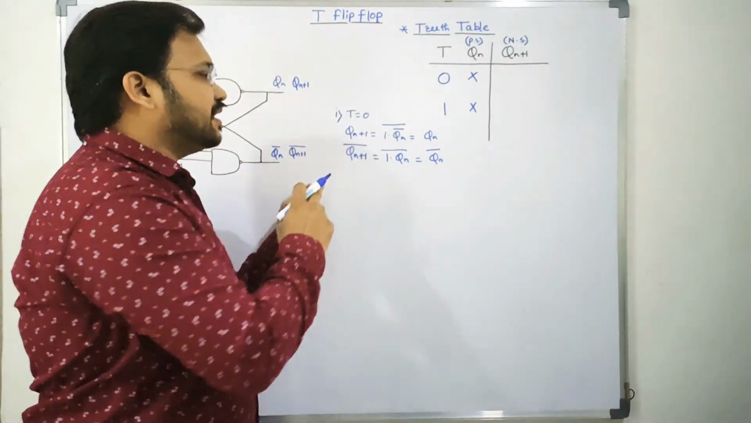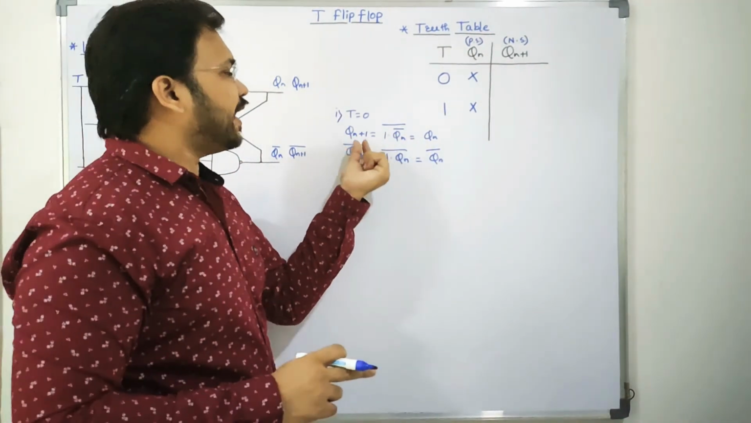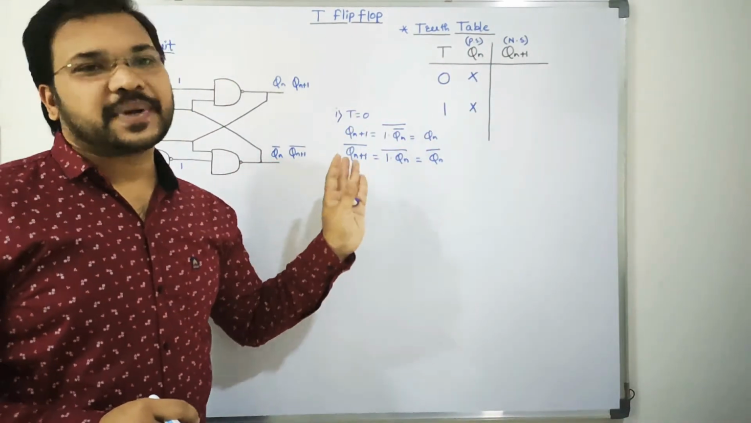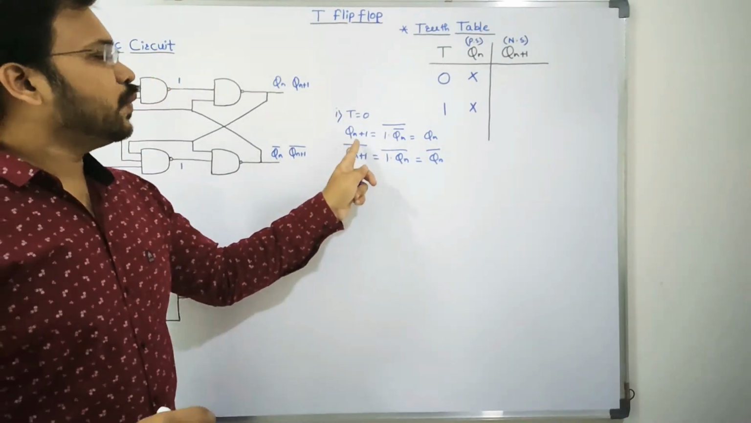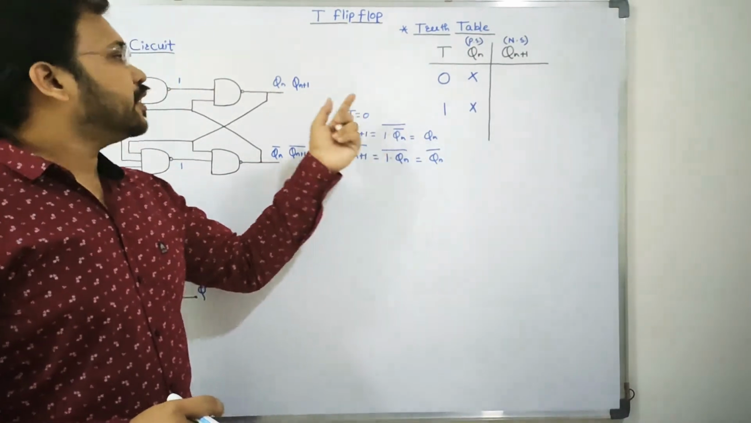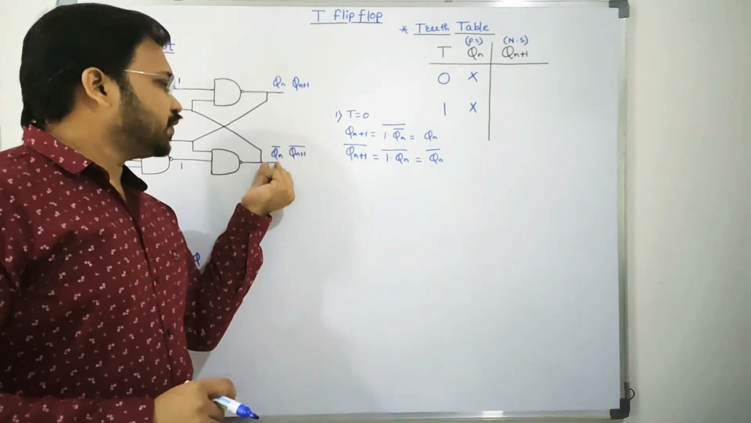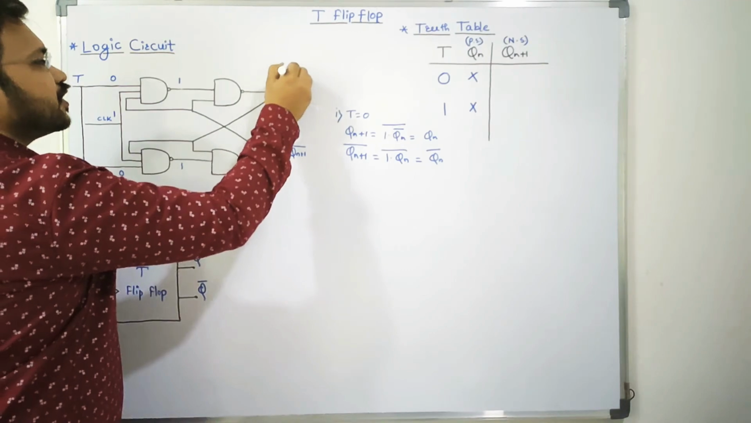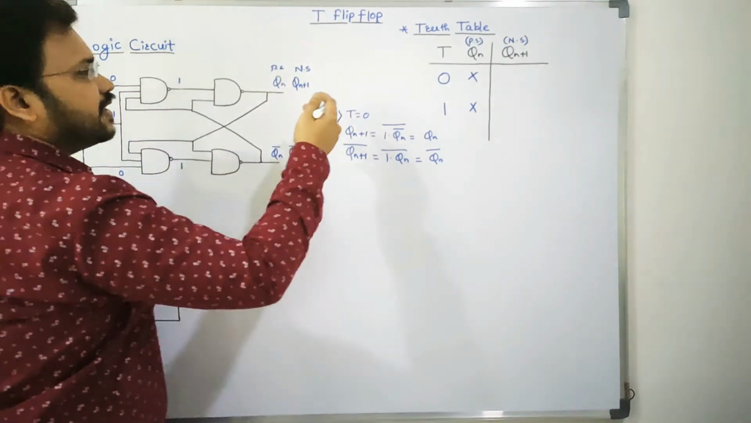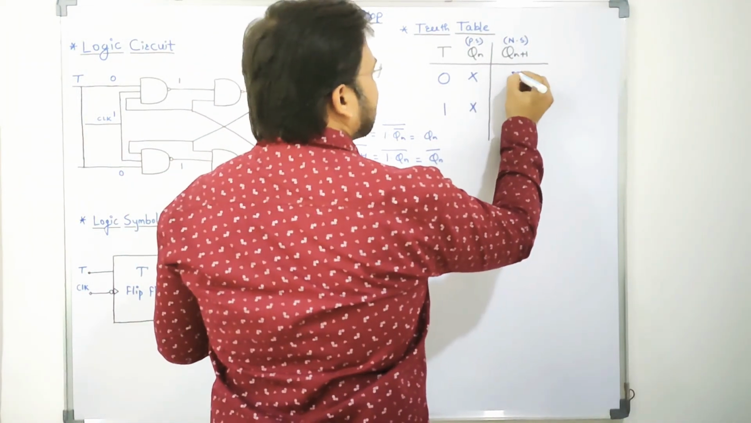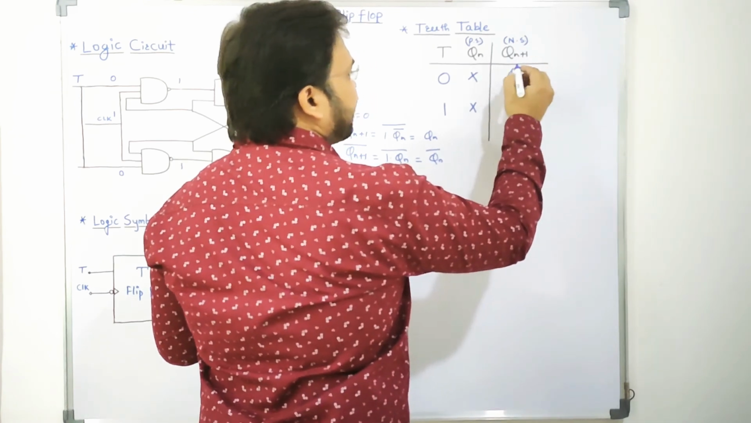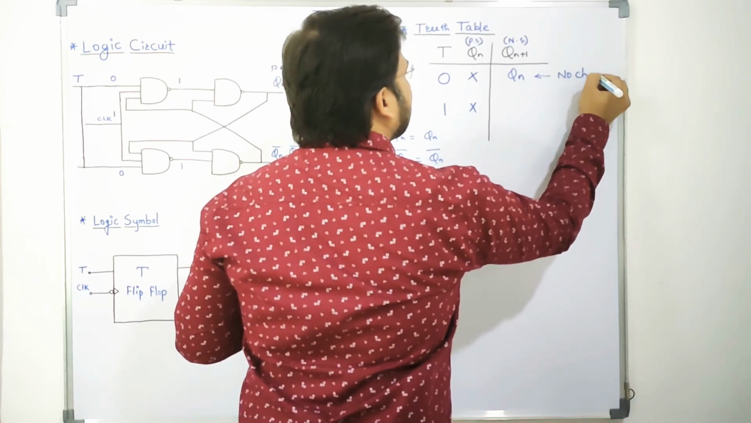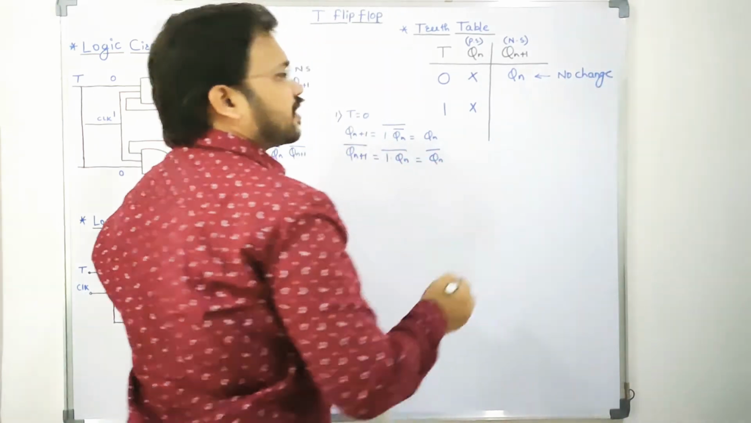So from this discussion we can say that Qn plus 1, meaning your next state, is equal to your present state. Meaning Qn plus 1 is Qn, and Qn plus 1 whole bar is Qn bar. So this is your present state and this is your next state. So the next state is equal to your present state, and that's why it is called a no change condition.